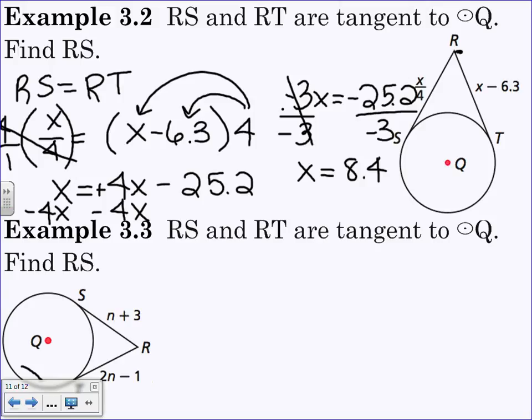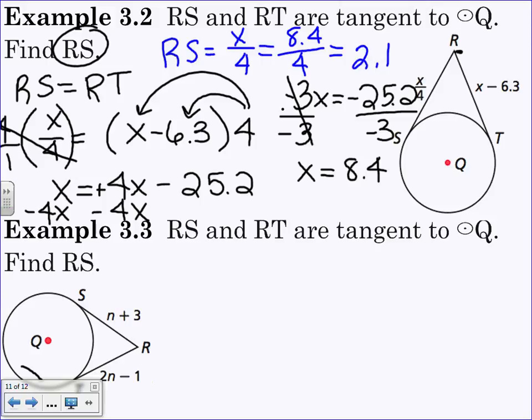This wanted us to solve for RS. So RS was originally x divided by 4. So we take x and plug it back in. So we have 8.4 divided by 4. What do we get as our final answer? 2.1. Okay, that took a little bit of a different approach, but we were still able to solve it.